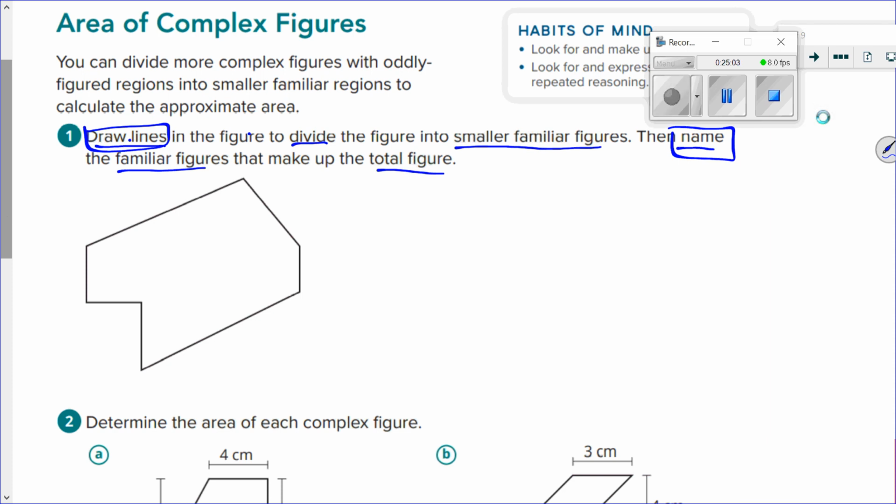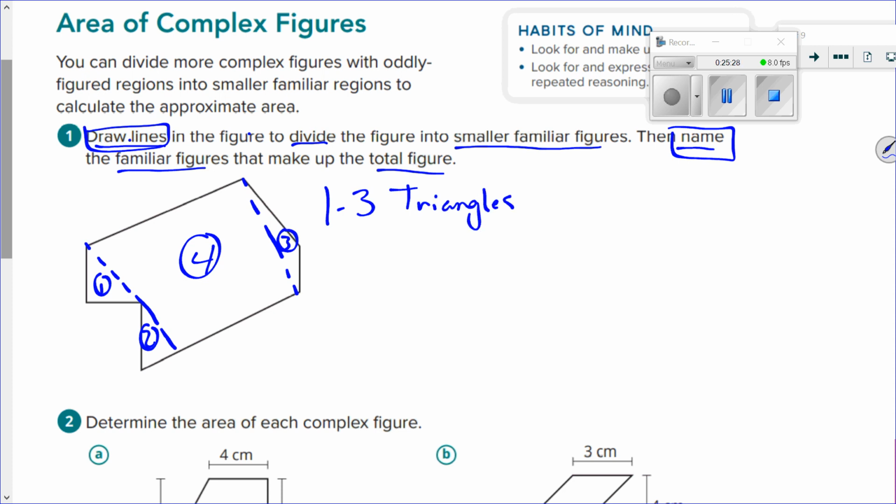Okay, on this one, I'm just going to show you the way that I had this one divided up. I basically said if I did a straight line down here and a straight line down here, I ended up with 4 figures. So for me, numbers 1 through 3 were all triangles. And number 4 is a trapezoid.